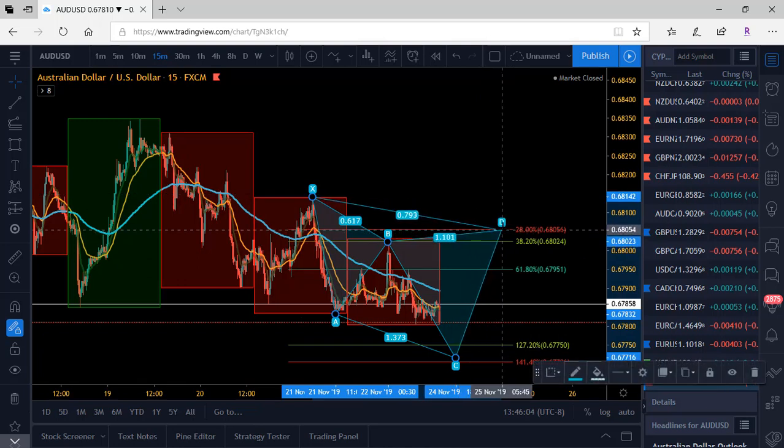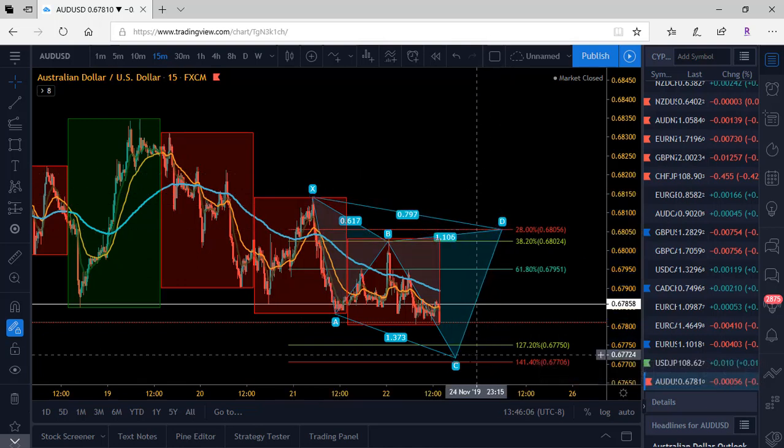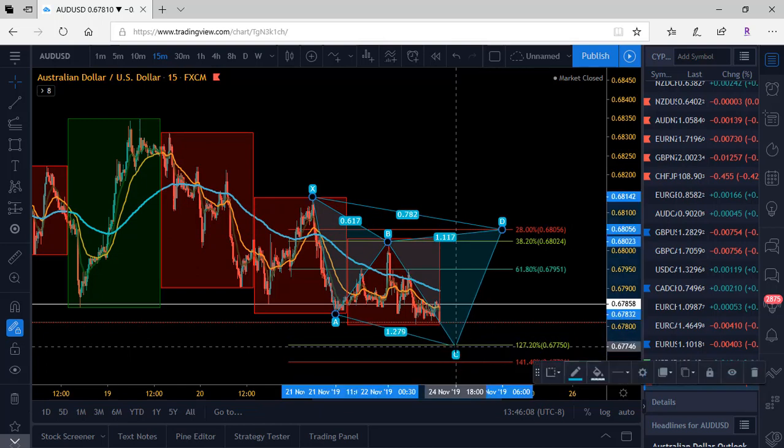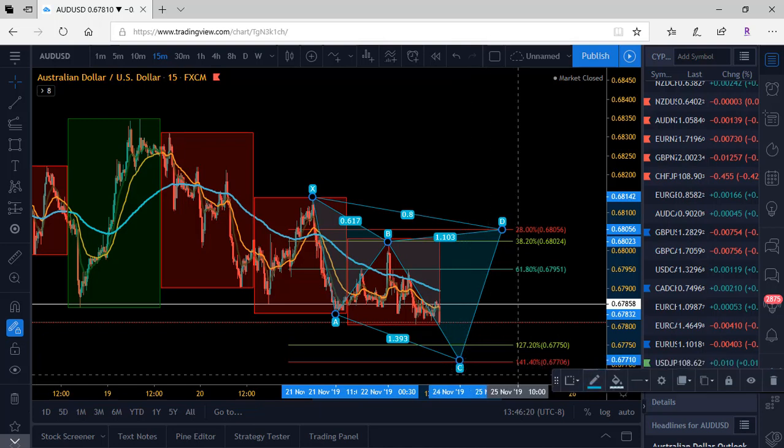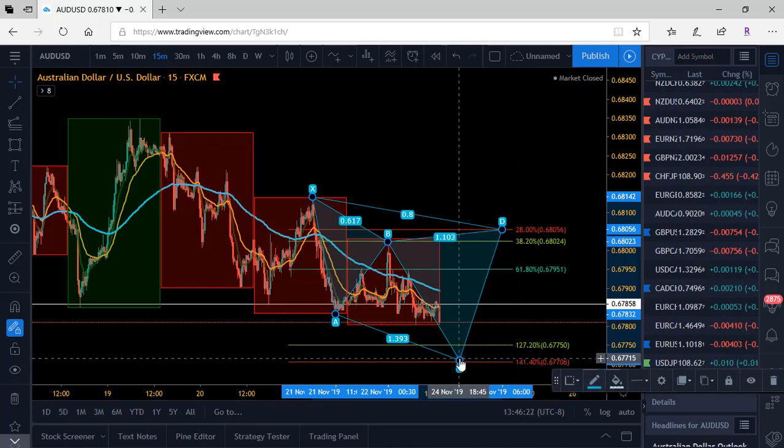So this will be my 78.6, and that C point should come at a minimum of 127.2, and can I close beneath the 141.4. So this right here is a good zone for the C point to complete.